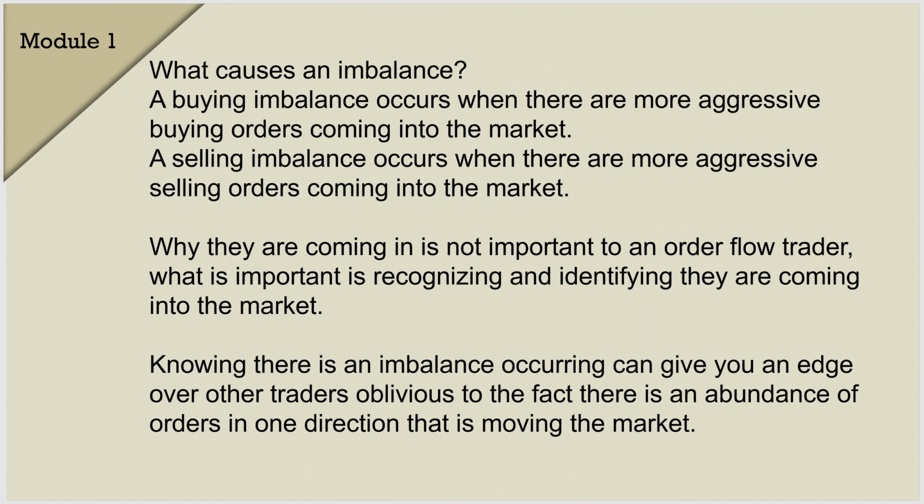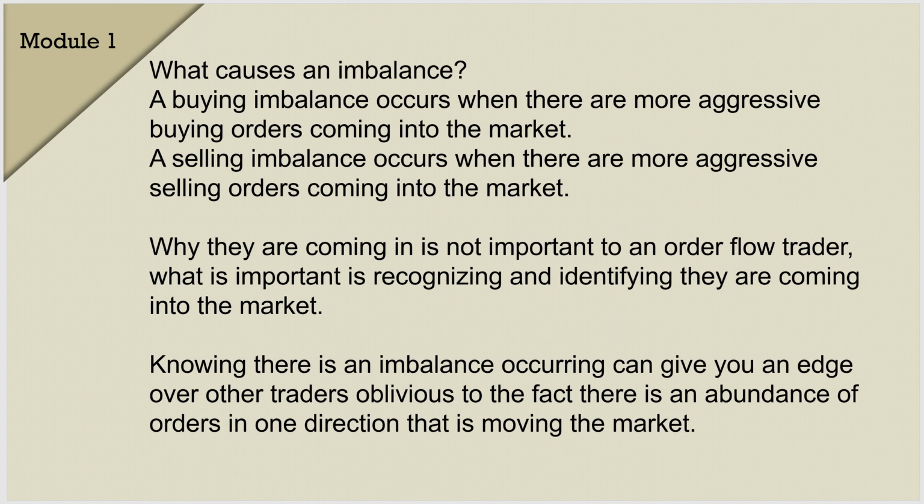So what causes an imbalance? Well, I just said, a buying imbalance occurs when there are more aggressive buying orders coming into the market. A selling imbalance occurs when there are more aggressive selling orders coming into the market. And why they're coming in is not important to an order flow trader. What is important is recognizing and identifying they're coming into the market. Now, knowing there's an imbalance occurring is going to give you an edge over other traders that are oblivious to the fact that there's an abundance of orders coming in one direction that's moving the market.